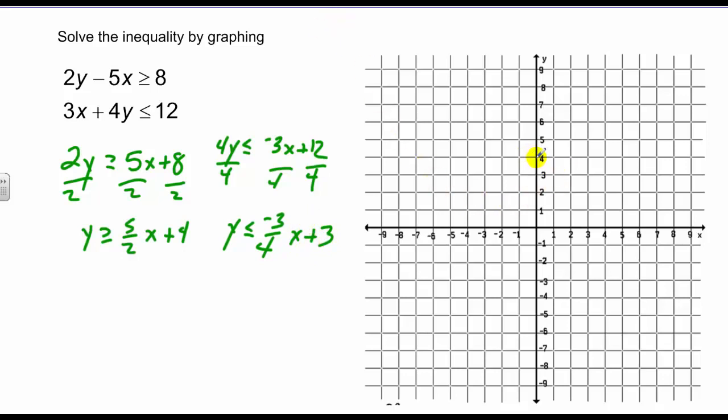Go up to 4, up 5, over 2, 5 over 2. Connect the dots, and I can go solid line here. Use 0, 0. Is 0 greater than or equal to 4? The answer is no. So I'm going to go away from that.